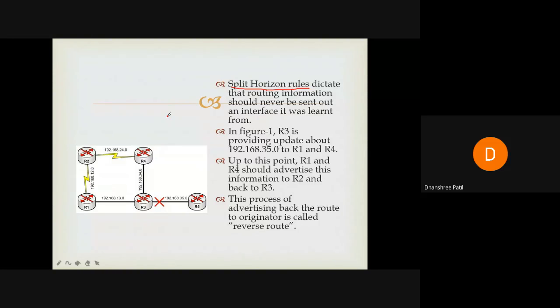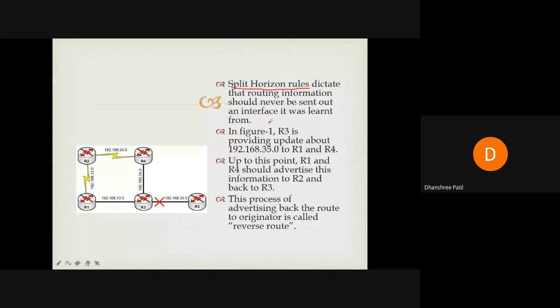And to overcome this problem, split horizon rules are used. I'll tell you what exactly this rule is. It dictates that routing information should never be sent out of an interface it was learned from. What is the meaning of this?